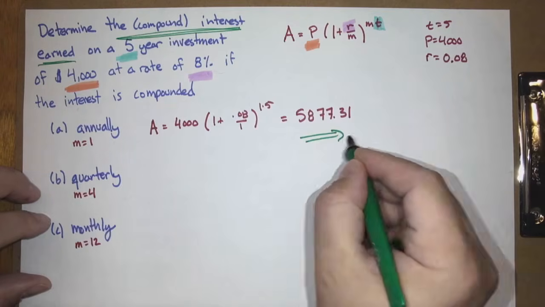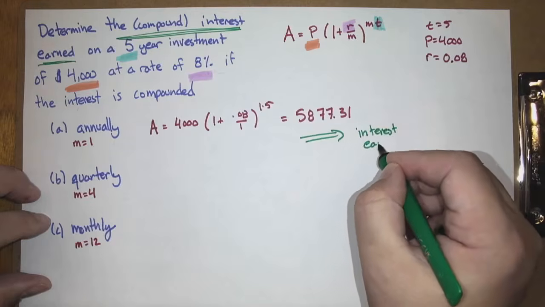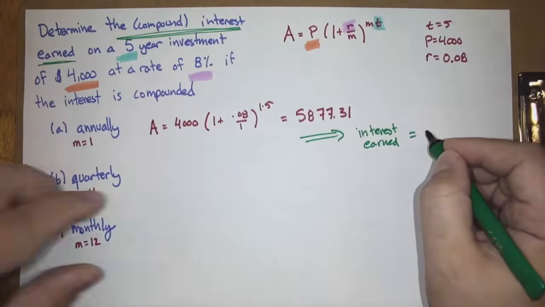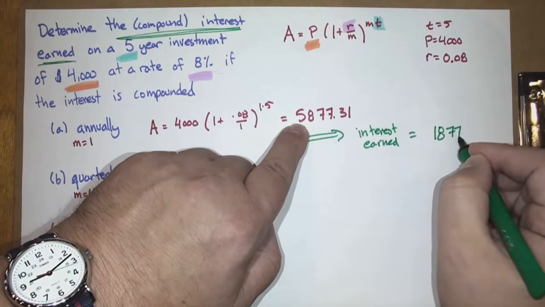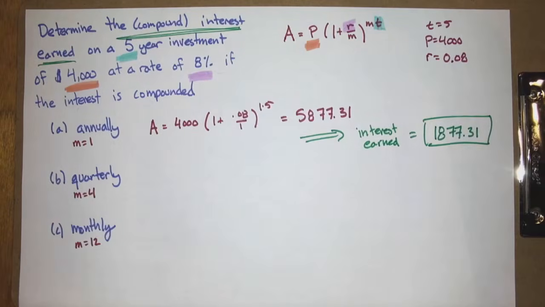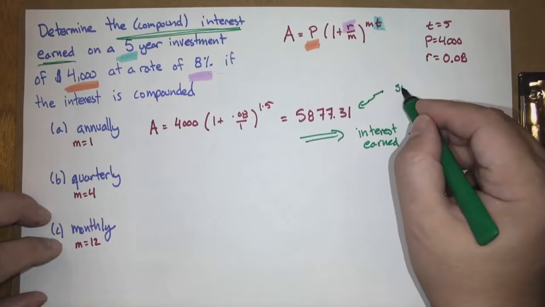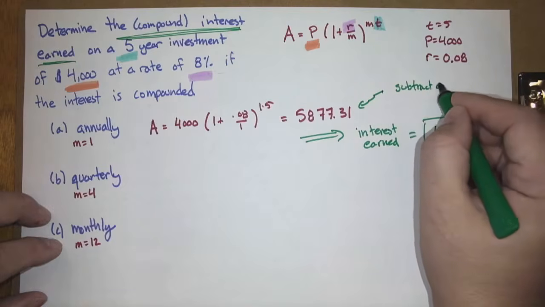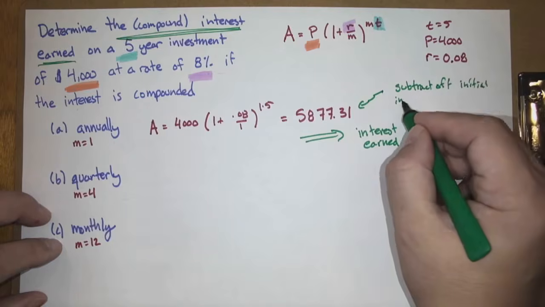So that says the interest earned, well, this you can do. If you subtract off 4,000, that makes it $1,877.31. So once per year, that's how much interest we'll earn. So we'll make a little note so we remember we subtract off initial investment to get the interest. All right.